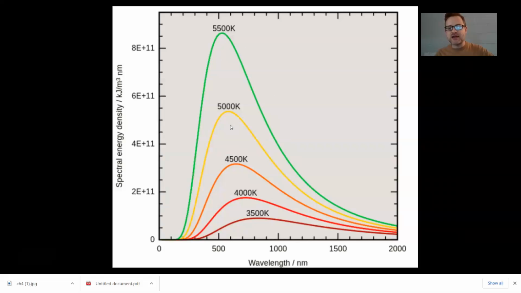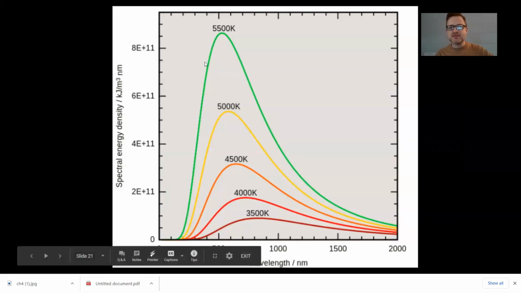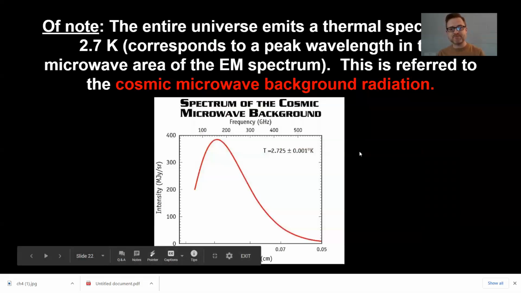This is another visual of Wien's Law. The colors of the line are what the peak is. So here it peaks in green, here it peaks in yellow, here it peaks in orange, and then we're getting toward red. You can see as the temperature goes down, the peak moves towards red. So as temperature goes down, there's less energy, and it gets shifted towards longer wavelengths, which is red.